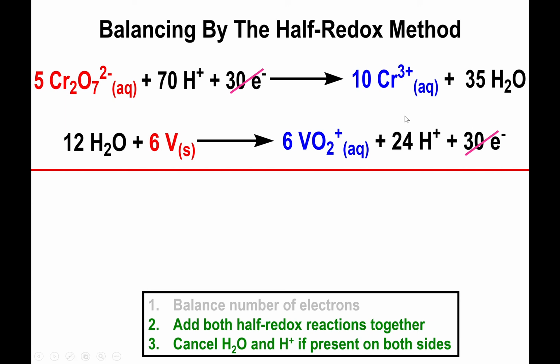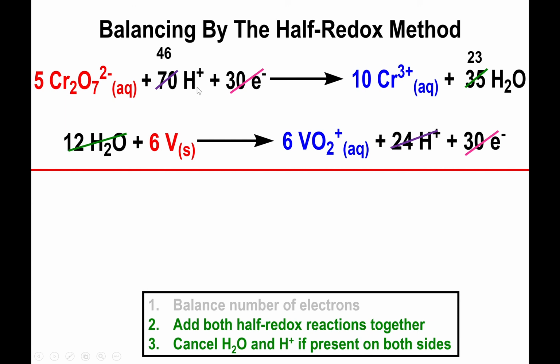But then looking at the protons, we have 70 H pluses on the left side. We have 24 H pluses on the right side. So that means that we need to subtract 24 from both sides. And the same thing goes for water. We have 12 waters on the left side, 35 on the right side. So we need to subtract 12 waters from both sides, meaning that we'll end up with 23 waters on the right side. And on the left side, we're going to subtract 24 from both sides to yield 46 H pluses.